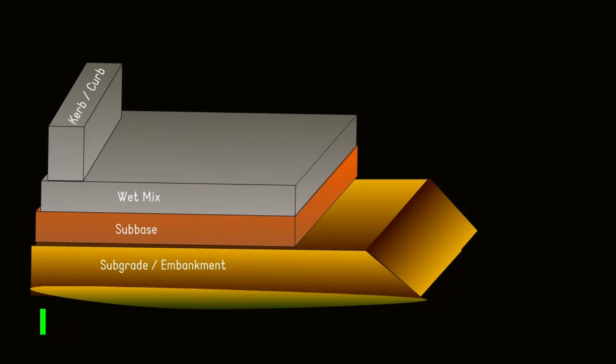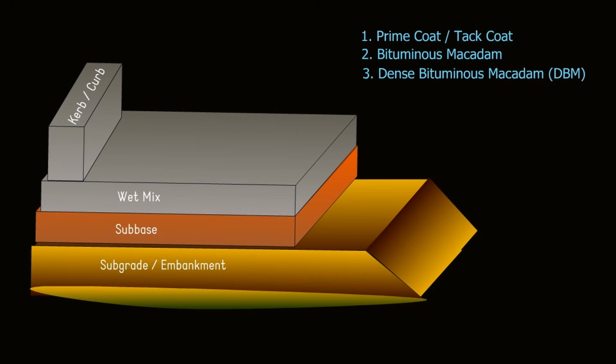Asphalt work. Asphalt work is the most expensive and important activity in a road project. It involves the following items of work. First, the prime coat and tack coat. Second, bituminous macadam. Third, dense bituminous macadam, also known as DBM. And fourth, the wearing course or asphalt concrete.